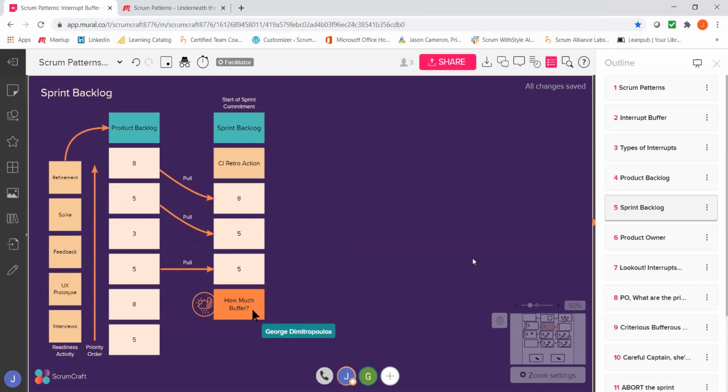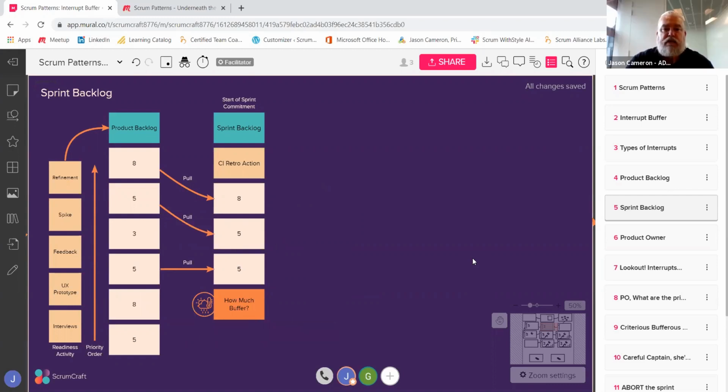Essentially, with the buffer, it's a way of creating some space within your sprint. You might have different concepts on how you've done this before, whether it's a percentage or whatever. But the idea of creating that buffer is really to allow some capacity so that the unknowns have got somewhere to go if something becomes a really high priority.